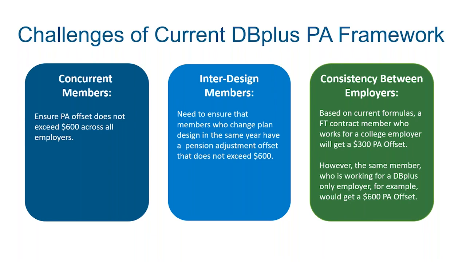One challenge that was encountered had to do with the application of the PA framework to concurrent members, for purposes of the PA offset calculation, that is members who participate with more than one CAT employer over a single year. Another challenge had to do with the PA treatment for interdesign scenarios, where members move from one plan design to another during the year. We need to ensure that members who change plan design in the same year have a pension adjustment offset that does not exceed $600. A third challenge of the current framework has to do with consisting the total PA between all employers for the DBplus PA formula.